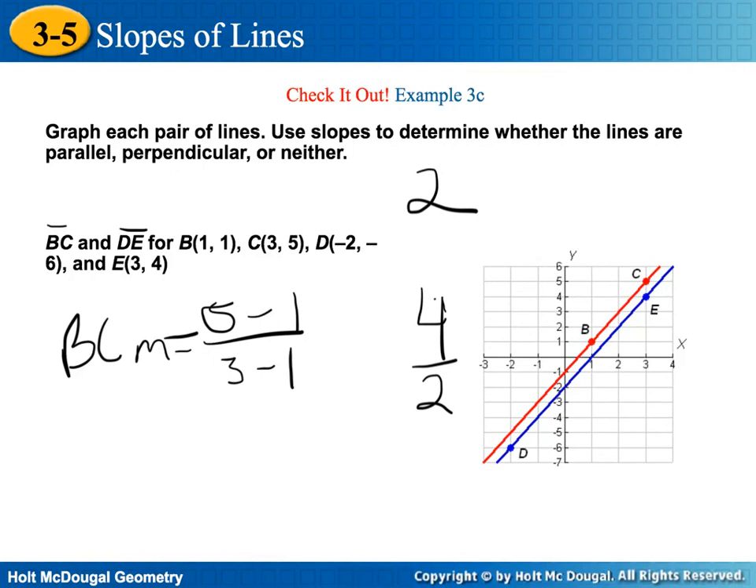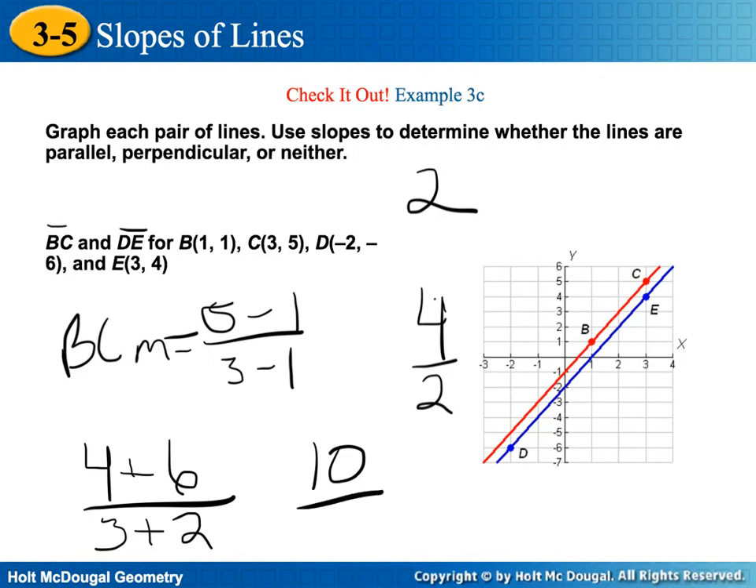DE is -2, -6, and 3, 4. So 4 minus -6 over 3 minus -2. Okay, 4 plus 6 is 10. 3 plus 2 is 5. This reduces to 2. Since they are both 2, we can say that they are parallel. So BC is parallel to DE because their slopes are both 2. And that's it.